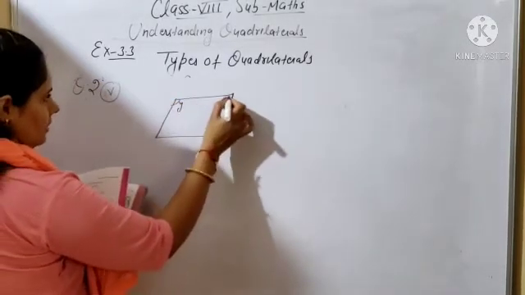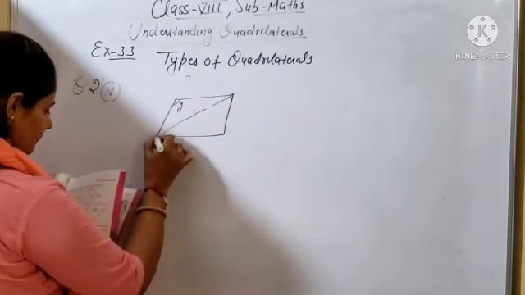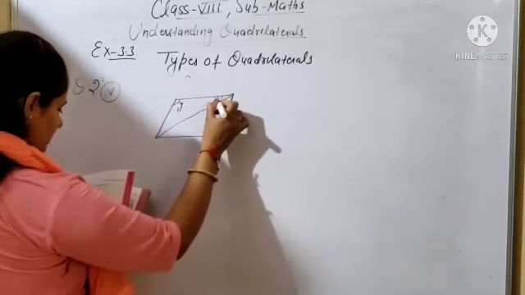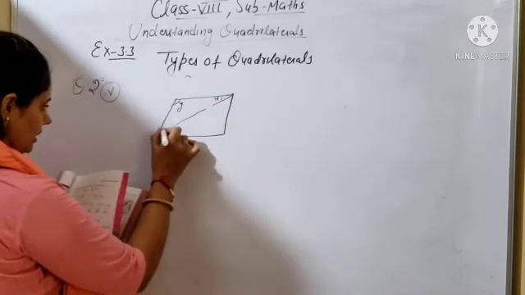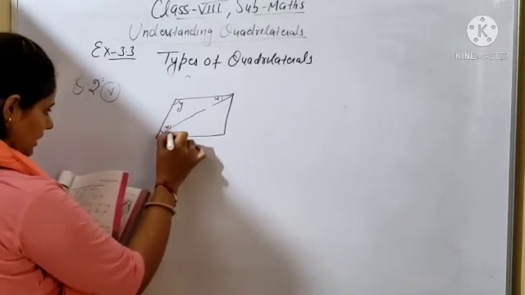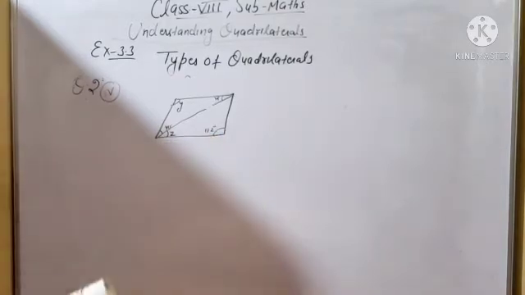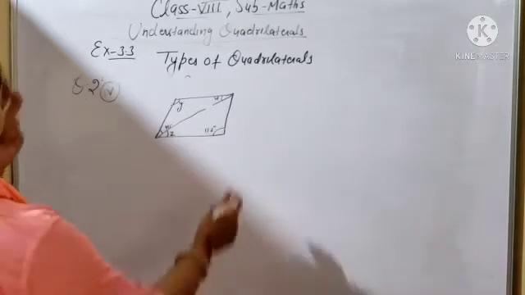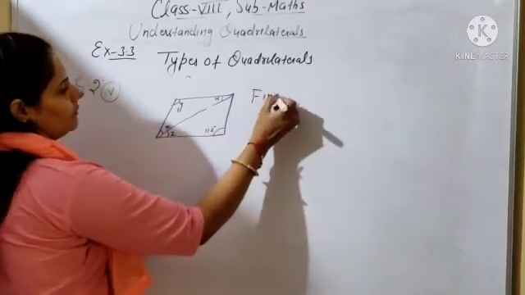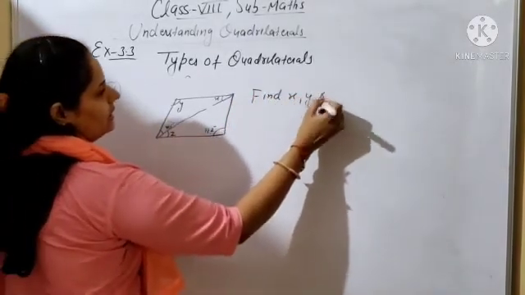Y, one diagonal, X 40, Z 112. Clear? So this one is a parallelogram. You have to find out the value of X, Y, Z. Clear beta? Find X, Y and Z.